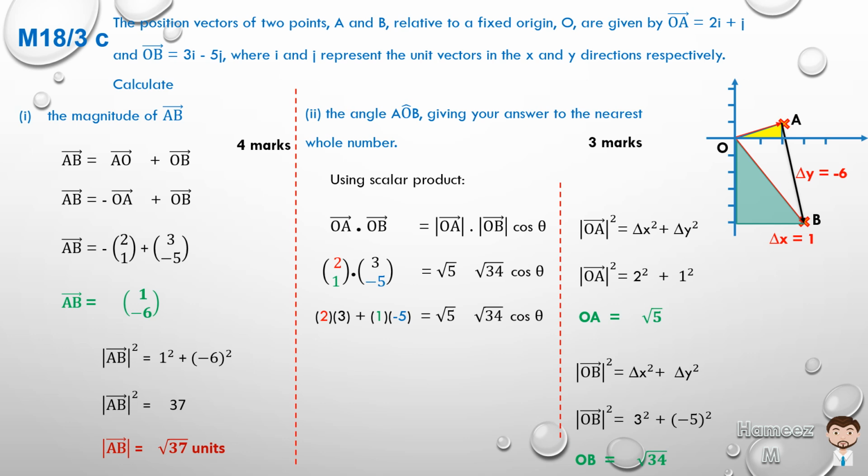So cos theta will be 1 divided by root 5 root 34. As such, we can use our calculators and find arc cos or cos inverse. So theta is equal to 86 degrees. Remember, we had to round off our answer because we wanted our answer to the nearest whole number. So the angle between OA and OB would be 86 degrees.